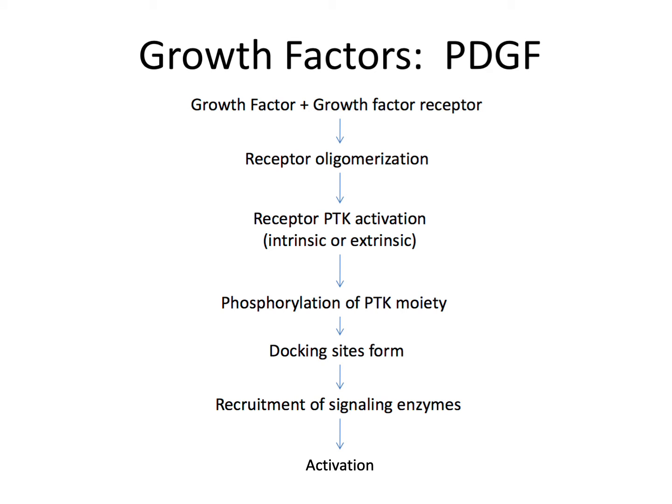the process shown here. We have a growth factor, PDGF as an example, that binds to a cell surface receptor. You get aggregation of those receptors, and then that activates this kinase activity, in some cases intrinsically, in other cases extrinsically. So then the phosphorylation at the tyrosines results in interaction with other proteins that then recruit these signaling enzymes that ultimately lead to activation of the genes responsible for initiating DNA synthesis and ultimately cell division.